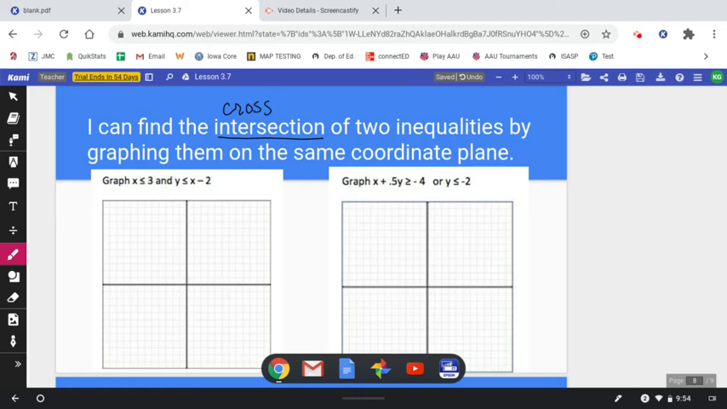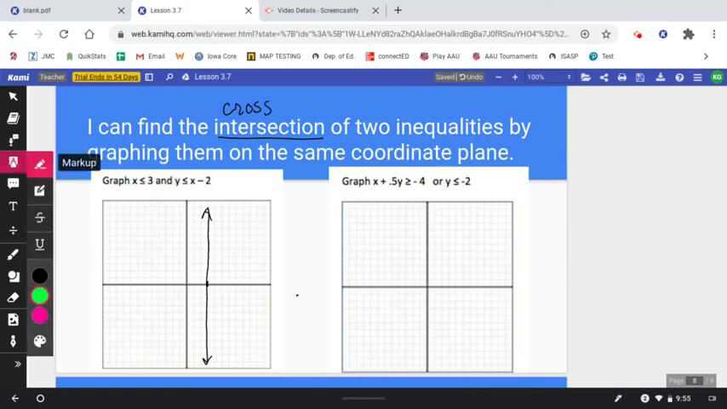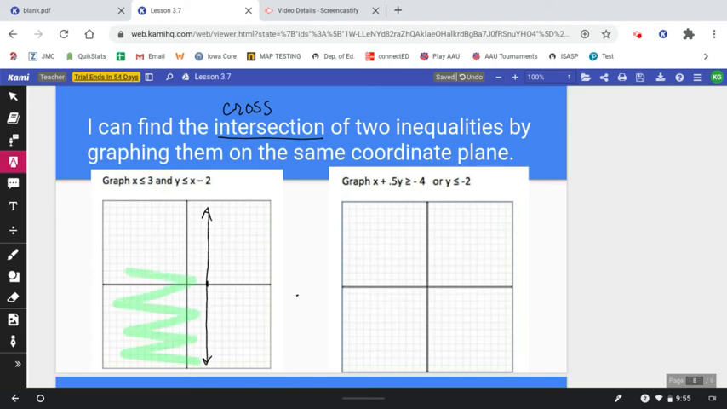So in this first one, I have just x is less than or equal to 3, which I know is a vertical line at 3 on the x. And it's less than or equal to, so it's going to be a solid line. And because it's less than or equal to, I'm going to shade to the left of this line.